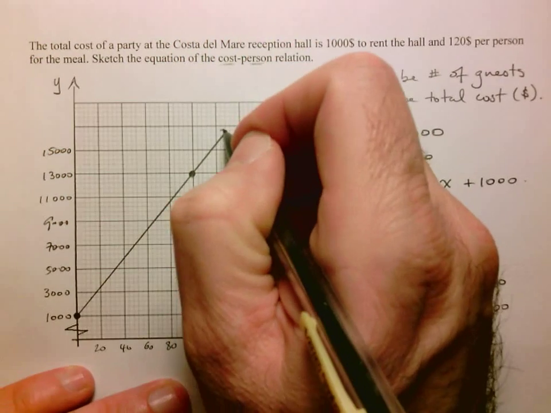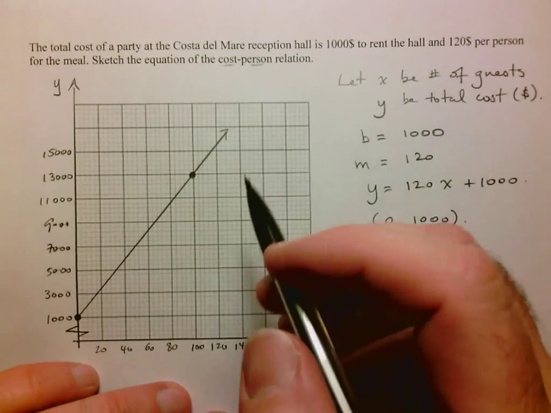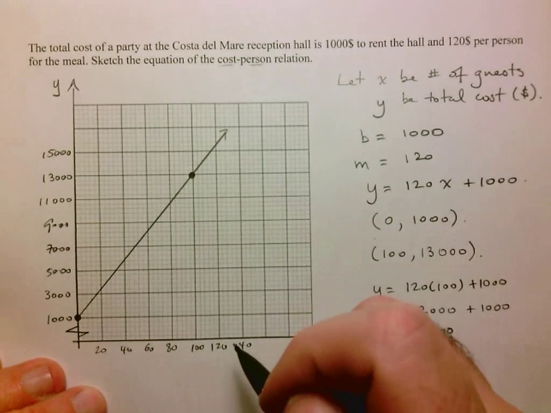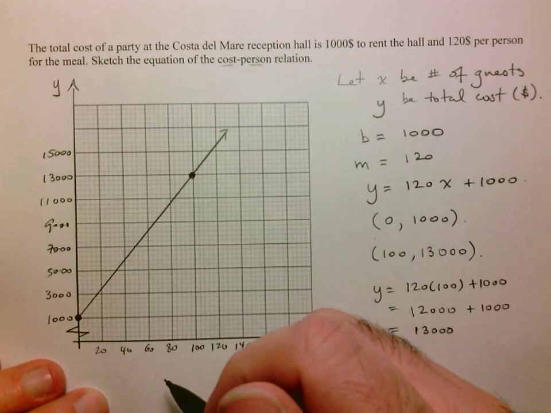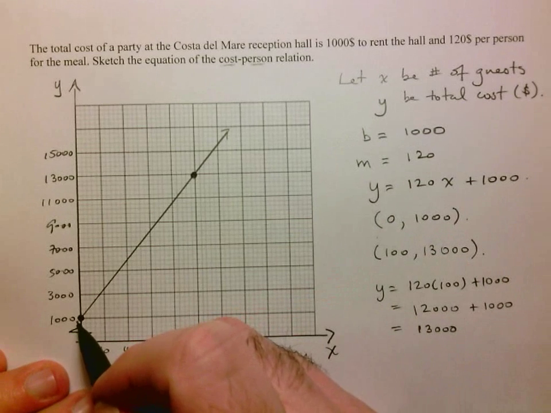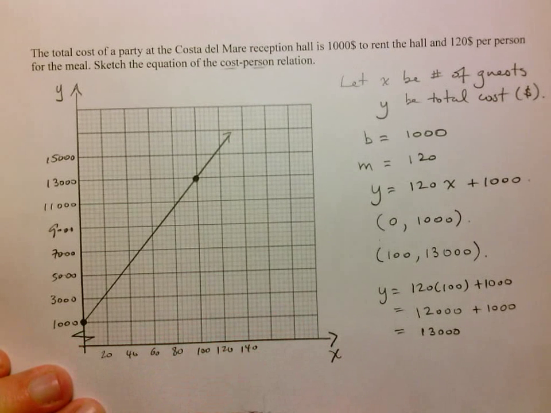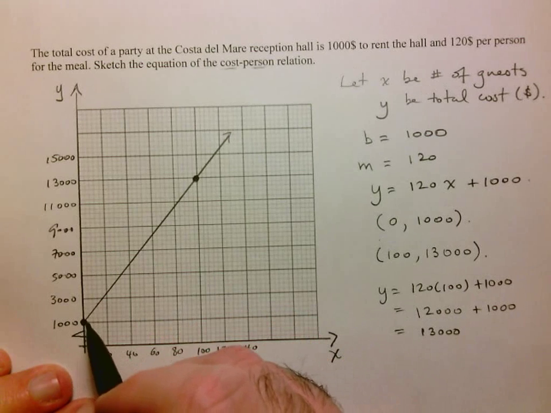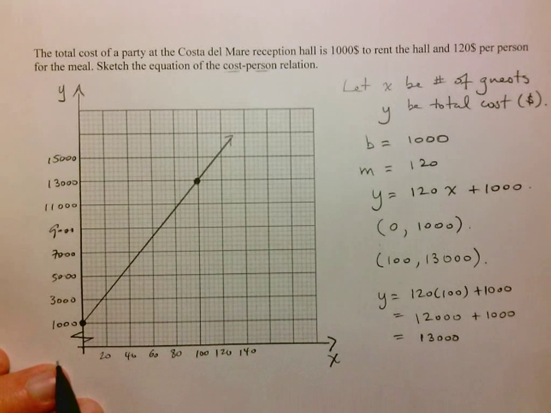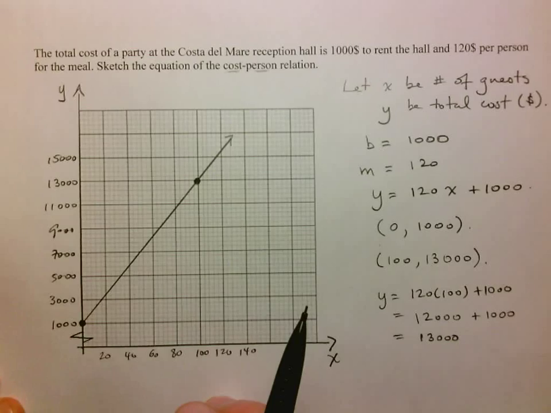Okay, and I can use my little arrow here to indicate that this can keep going if I have more and more guests. Okay, but notice how I don't draw the arrow on the other side, because it doesn't make sense to have a negative number of guests. So again, this is a good indication as to why we call the y-intercept the initial value or the starting value. Okay, so that's it for this one.